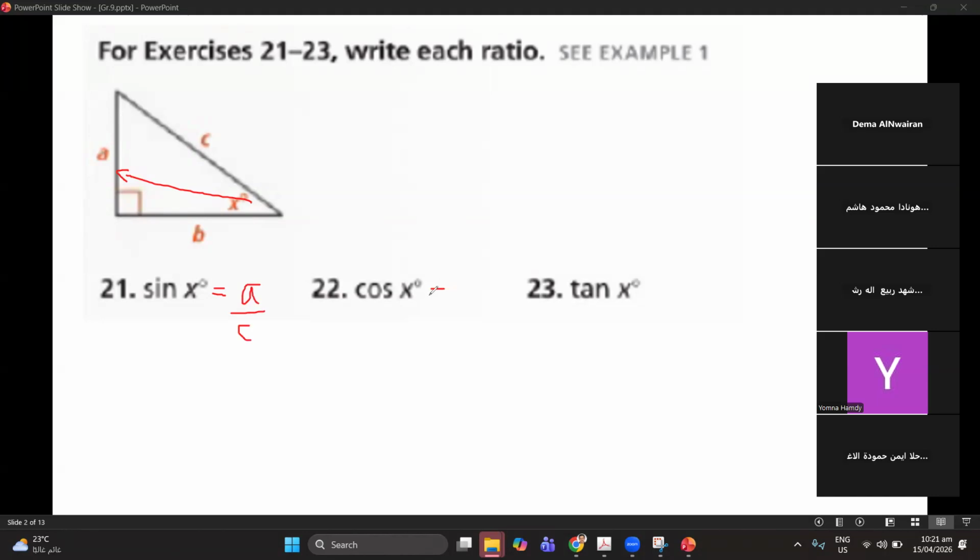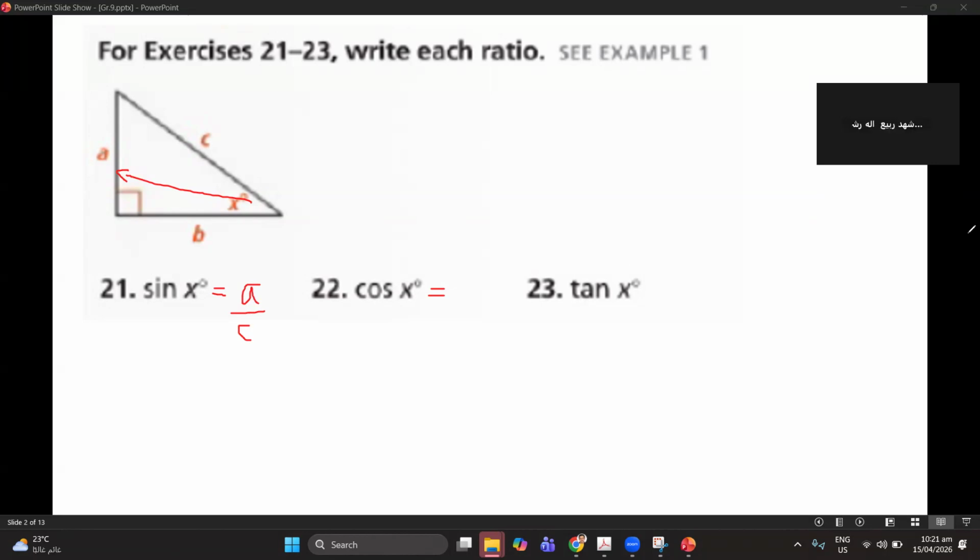But what about cosine of x here? What is the ratio for cosine of x? Adjacent over hypotenuse. Which side is adjacent? B. Over what? C. Over C. Right. Now tan. What's a tan? A over B. Opposite over adjacent. Is it clear? Yes. Now next.